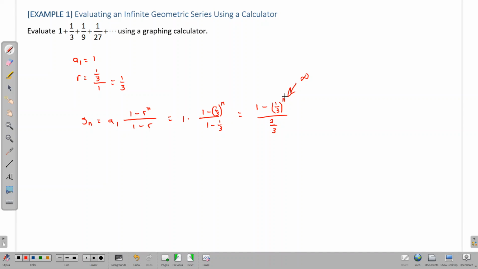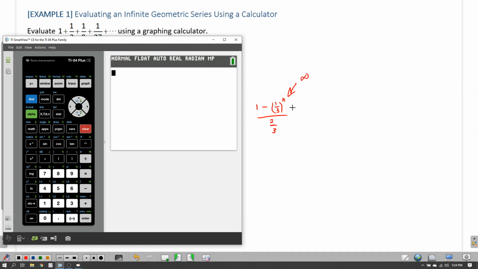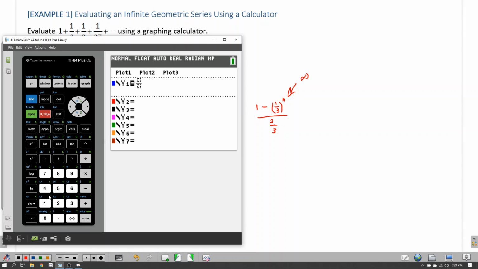So what we're going to do is just plug in values for n and see what happens to the value of this, see what it approaches. And the best way for us to do that will be on the graphing calculator. So we're going to put that expression right there in y1. Okay, so put in your fraction. We've got 1 minus 1 divided by 3 raised to, and we're not going to use n, we'll use x as our exponent, and then 2/3, or just 2 divided by 3 in the denominator.